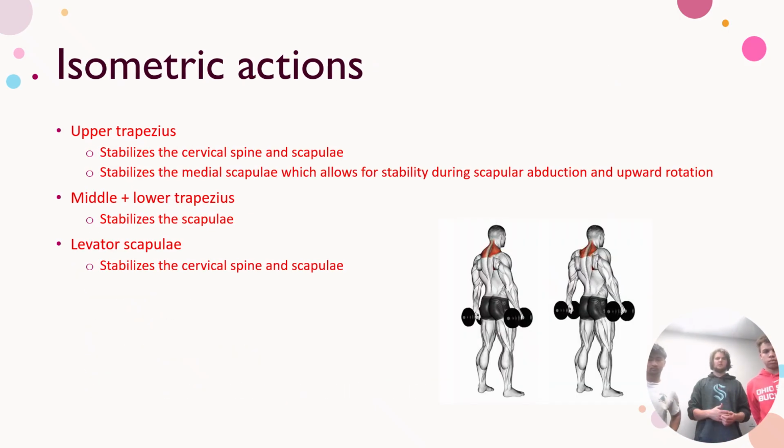Isometric actions: the upper trapezius stabilizes the cervical spine and the scapula, and it also stabilizes the medial scapula, which allows for stability during scapular abduction and upward rotation. Then the middle and lower trapezius stabilize the scapula. The levator scapulae stabilizes the cervical spine and the scapula.